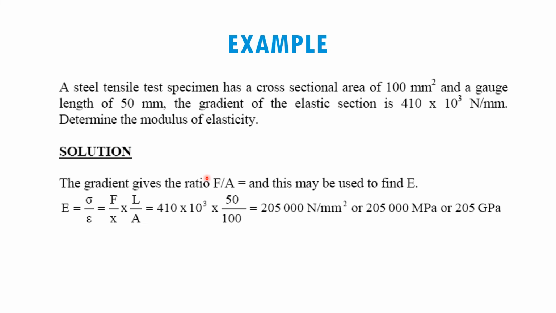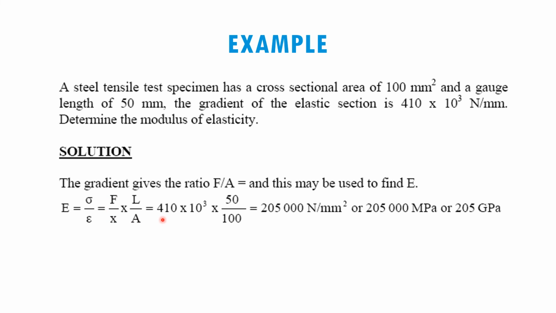So if we look into the equation of the modulus of elasticity, E equals sigma over epsilon, right? If we expand the equation, it becomes F over X times L over A. If you remember the equation for the elastic region, it is F over X, from Hooke's law. So the gradient of the elastic section, 410, is F over X.